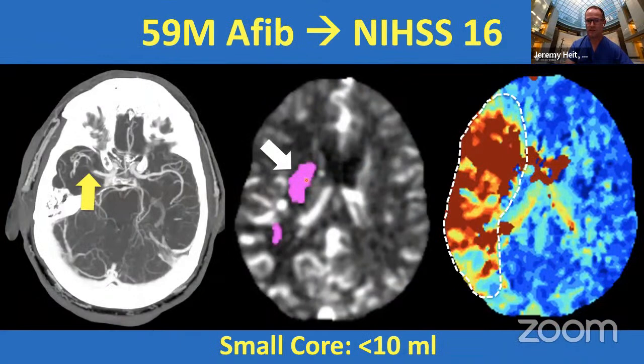And why does this matter? Well, here's a patient example. This is a 59-year-old with AFib, stroke scale of 16. They have a right M1 occlusion. We can see on the CT perfusion image, a relatively small ischemic core is estimated here, less than 10 milliliters, and a much larger penumbra here on the CT perfusion Tmax map.